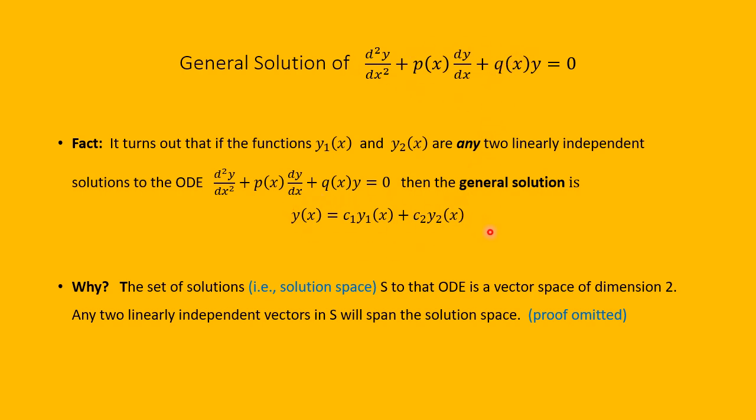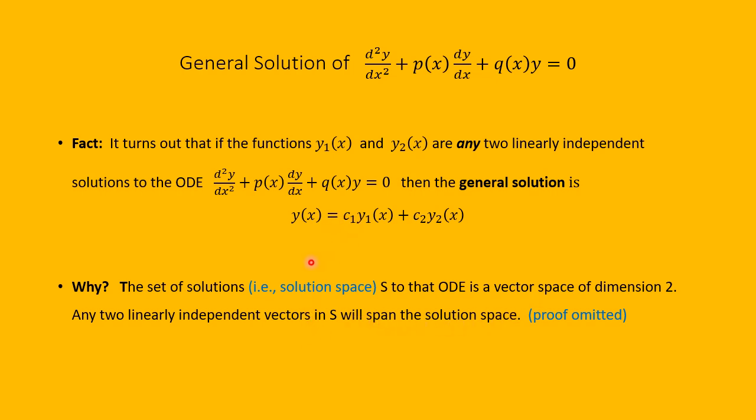So you can generate all the solutions to this differential equation up here by looking at linear combinations of two linearly independent solutions. If we had time and were taking stock of some properties that are proven in a linear algebra course, we would find out that this set of solutions to this ordinary differential equation is a vector space of dimension 2, and thus any two linearly independent vectors in this solution space will span the solution space.